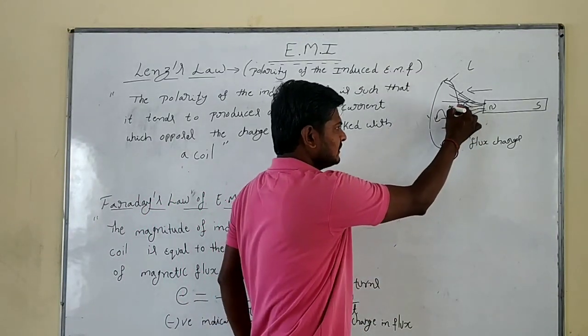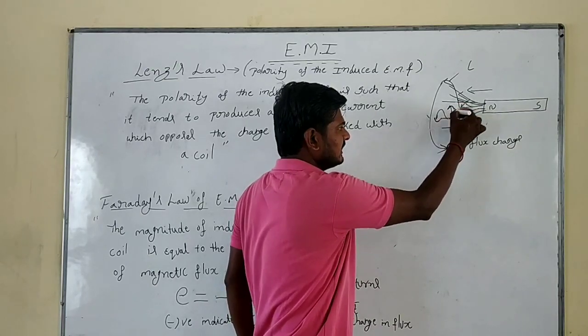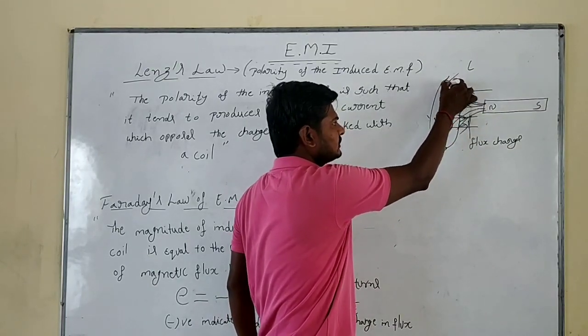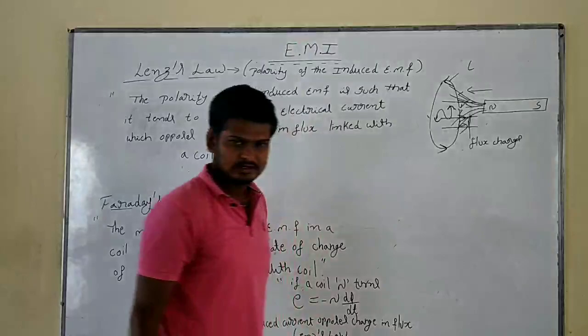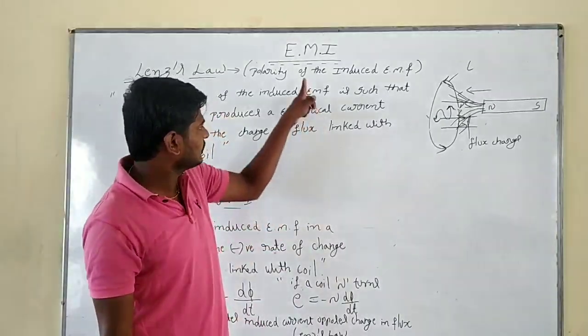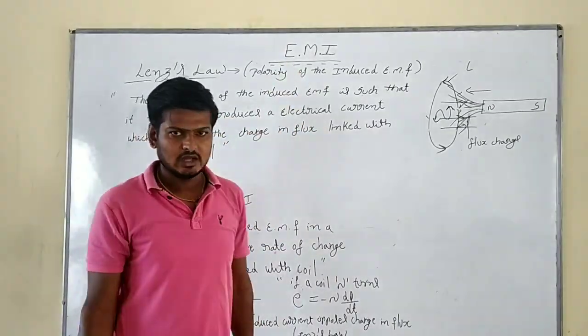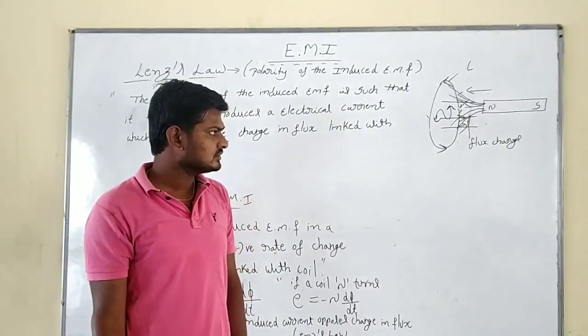Same way, north means what? We are going to write the N like this. Means the current will be in what direction? Anti-clockwise direction. That's why we say Lenz's law will give the polarity of the induced.